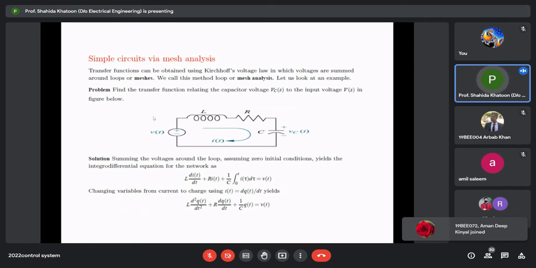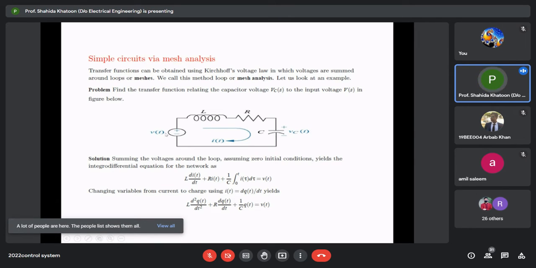So we can solve some simple circuits via mesh analysis. Transfer functions can be obtained using Kirchhoff's voltage laws, in which the voltages are summed around loops or meshes. We call this method mesh analysis. So let us take a simple example of a series RLC circuit. You have to find the transfer function relating the capacitor voltage VC(s) to the input voltage Vs.